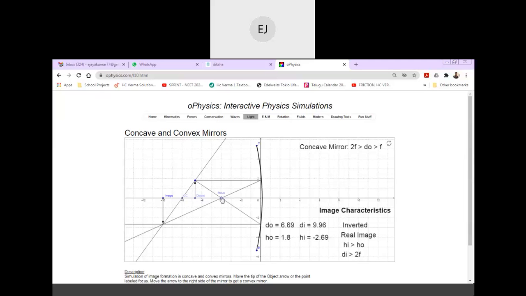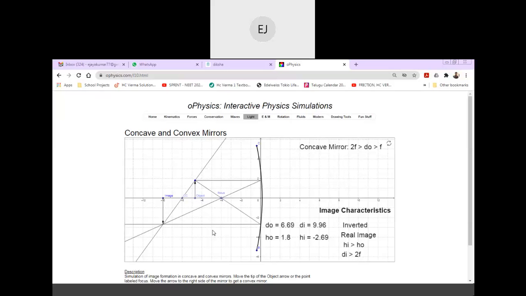So, finally, center of curvature, focus, pole, focal length, principal axis, radius of curvature, we have learned all this. And I think in the last class, we have done some activities using some spoons. Yes, sir. Somewhere you got an inverted image, somewhere an erect image, somewhere a magnified image, somewhere a diminished image.